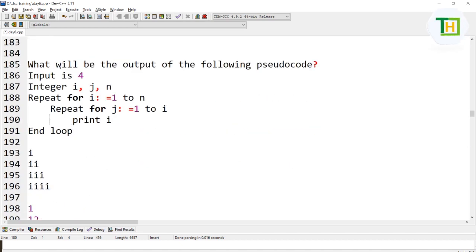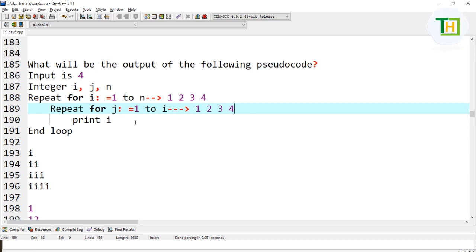And coming to this one, what will be the output of the following pseudocode? Input is going to be 4 here, I, J and N. I is going to be repeated 1, 2, 3, 4 times, and J is going to be repeated for 1 to I. This inner loop is repeated for 1 time the first time, and then 2 times, 3 times, 4 times, right?